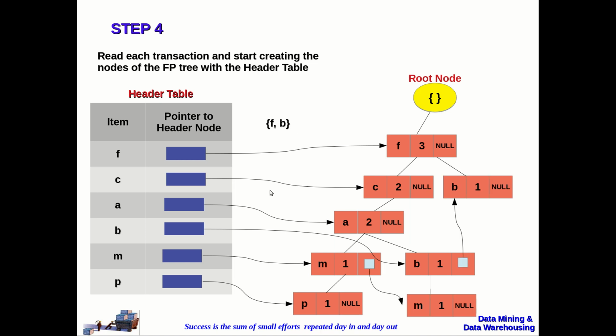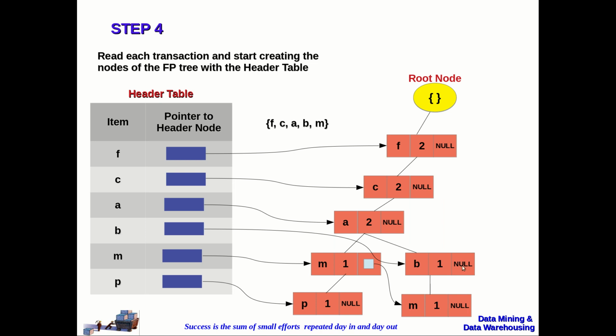Now we go to the third transaction. This is the third transaction. So in the third transaction, the first node is F. So directly from the root node we have F. So this 2 is incremented to 3. Then the B node is created. So this is going to be the child node of this. And since this B is the second node of B, the first node will be pointing to this node.